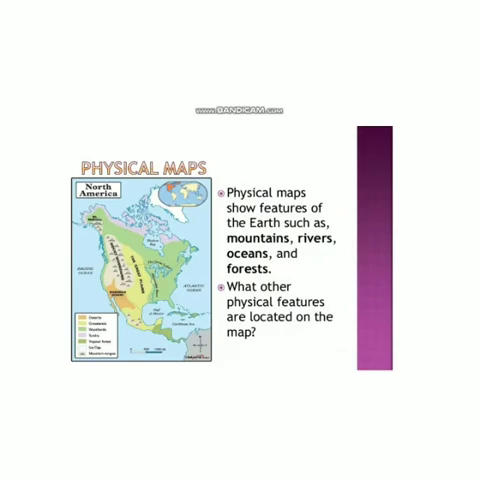Physical maps. Physical maps show features of the earth such as mountains, rivers, oceans and forests. Look at the map on your left hand side, students. Well, this is a physical map of North America. Here also different colors are indicating mountains, rivers, oceans and forests. What other physical features are located on the map? Well, they are grasslands, woodlands, ice cap, etc.